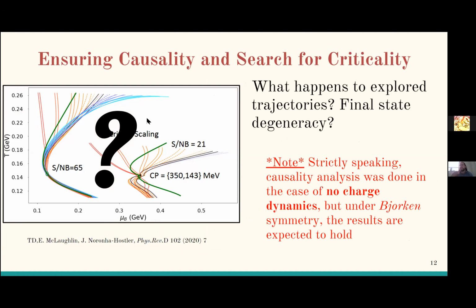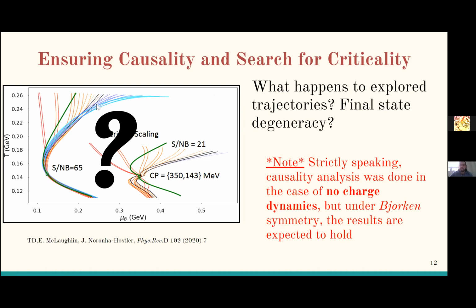Given that now I know that I can't put whatever I want into my hydrodynamics and evolve it, what happens to these trajectories? You can see here, for instance, that for these trajectories over here, I have some final state degeneracy. That is, all these different trajectories that start at different chemical potentials end up at this point in the phase diagram. So if I freeze out and I measure that, okay, this is where I was in my phase diagram when the system froze out, I don't know exactly where I started, right?